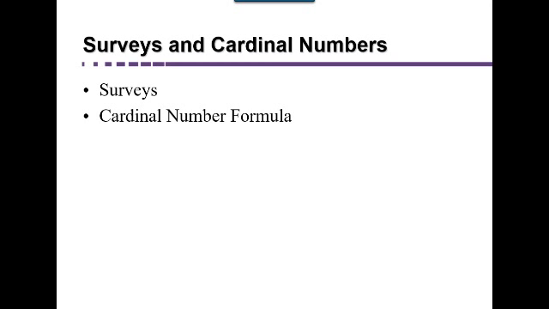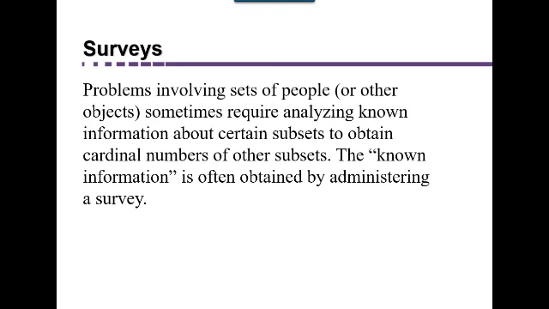One of the tools that we'll use when we're dealing with cardinalities is called the cardinal number formula, which relates the number of elements in the union of two sets to the number of elements in each of the sets.